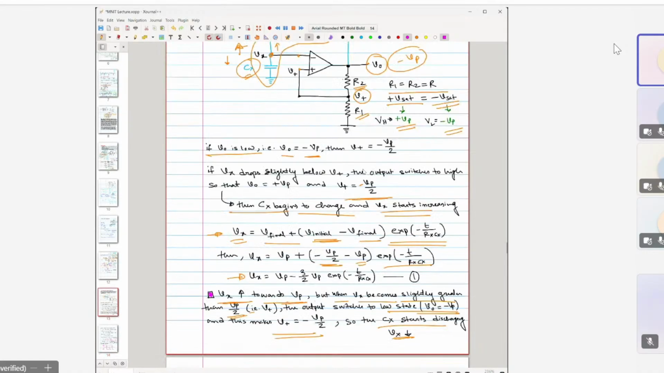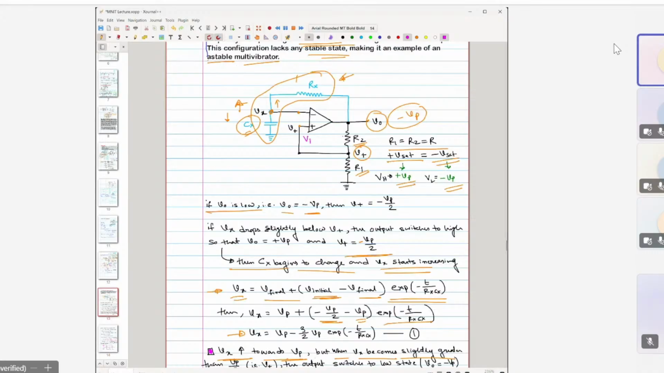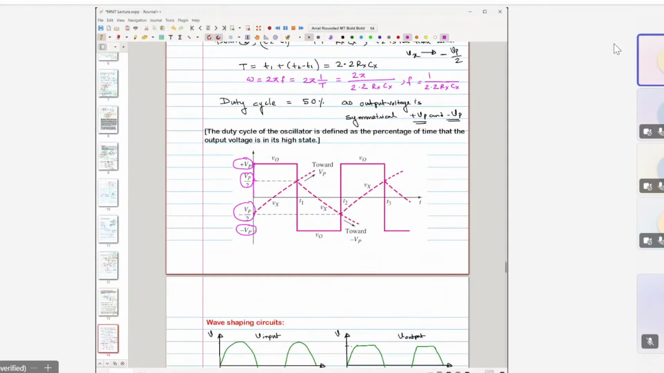That is because if this is Vp by 2 and this potential is increasing, just immediately when it crosses Vp by 2, what will happen? This output will toggle from plus Vp to minus Vp. So as a result, at the same time, because of this minus voltage, this Vx would start falling back. So you can see it here.